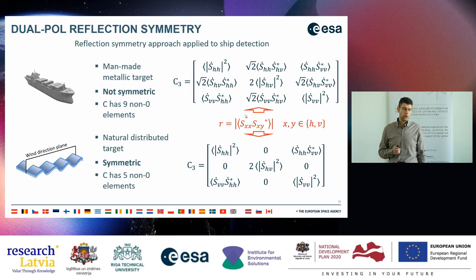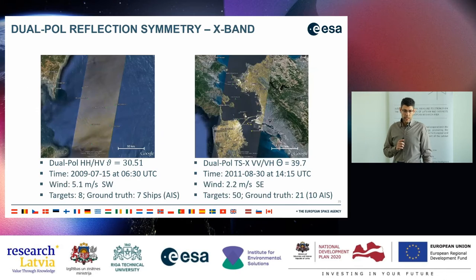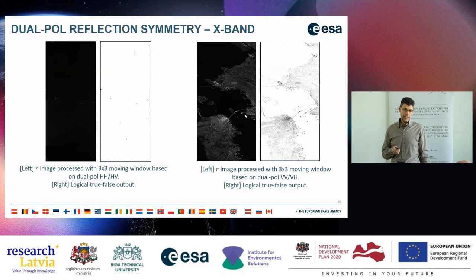So here the approach is using reflection symmetry, so we are discriminating ships and ocean surface using dual pole, co-pole, and cross-pole channels. So dual pole polarimetric data. Some examples here for TerraSAR-X in X-band, two data sets, there are some ships there. You can read all about it later on. What I want to show you is that you have the so-called processed image for both data sets on the left and right, and then you see the detection. So you see that the ocean follows the reflection symmetry approach, which makes the ocean totally black. So this is something good if you want to detect bright spots, because the lower the ocean backscatter, the better you can detect the ships.